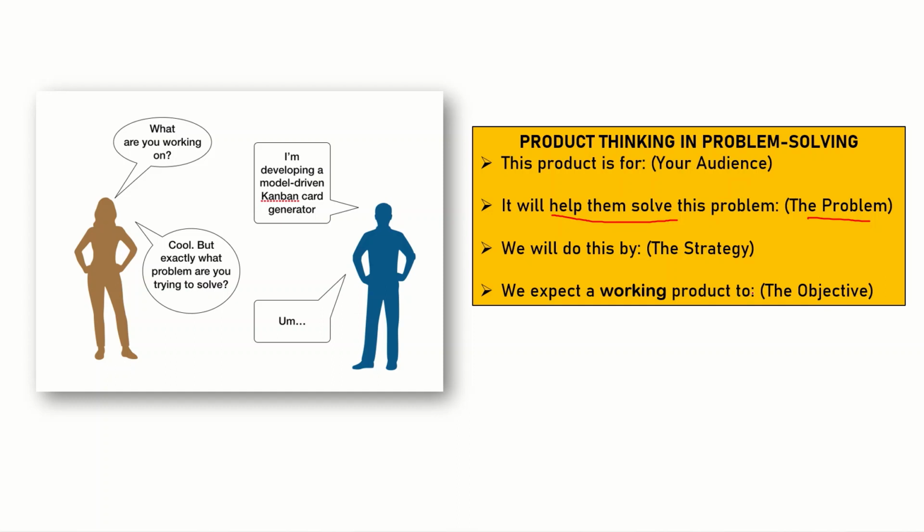And then you need to be clear with the objective. We expect a working product to be what? Maybe before this, the product doesn't have automatic features. Maybe this time you want the product to be working automatically. That's the example.